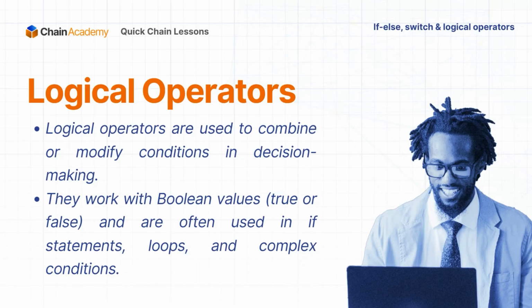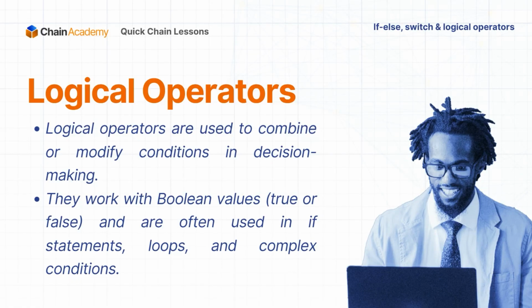Now let's go to logical operators. Logical operators help us to go beyond simple conditions. Instead of checking one thing at a time, they let us combine multiple conditions or modify them. They always work with Boolean values, meaning the result of a logical operation is either true or false. For example, you might want to check if someone is over 18 and has a ticket, or if it's Saturday or Sunday, or simply take a condition and flip it from true to false or false to true. That is exactly what logical operators allow us to do.